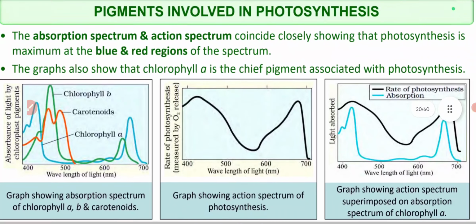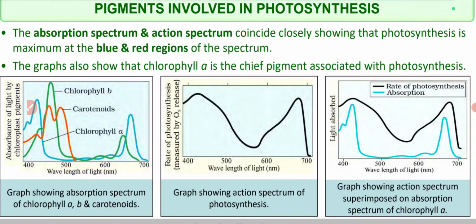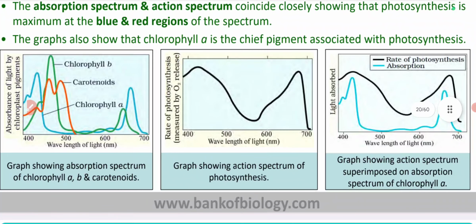Now, the absorption spectrum and action spectrum coincide closely, showing that photosynthesis is maximum in the blue and red regions of the spectrum. The graph also shows that chlorophyll a is the chief pigment associated with photosynthesis. You can see three diagrams, which are also in your NCERT, and here chlorophyll a is the chief pigment while the others are associated.